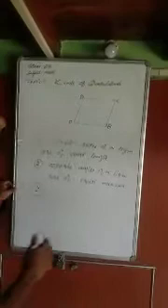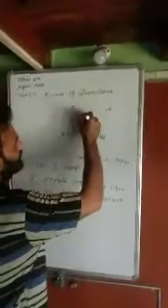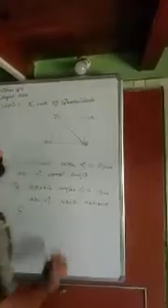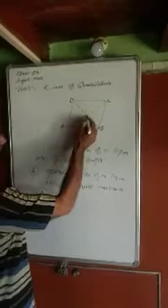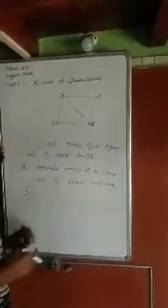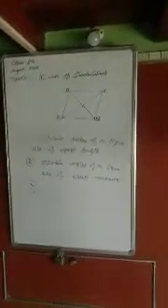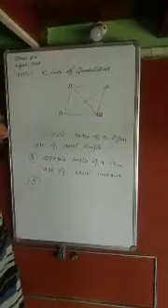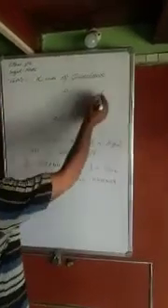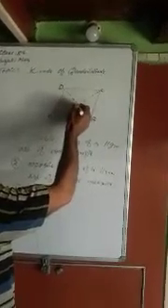Number third, the diagonals. The diagonals of a parallelogram bisect each other at the point of their intersection. What is a diagonal? A line segment connecting two non-consecutive vertices is called a diagonal. So AC and BD are two diagonals. They bisect each other at the point of their intersection.